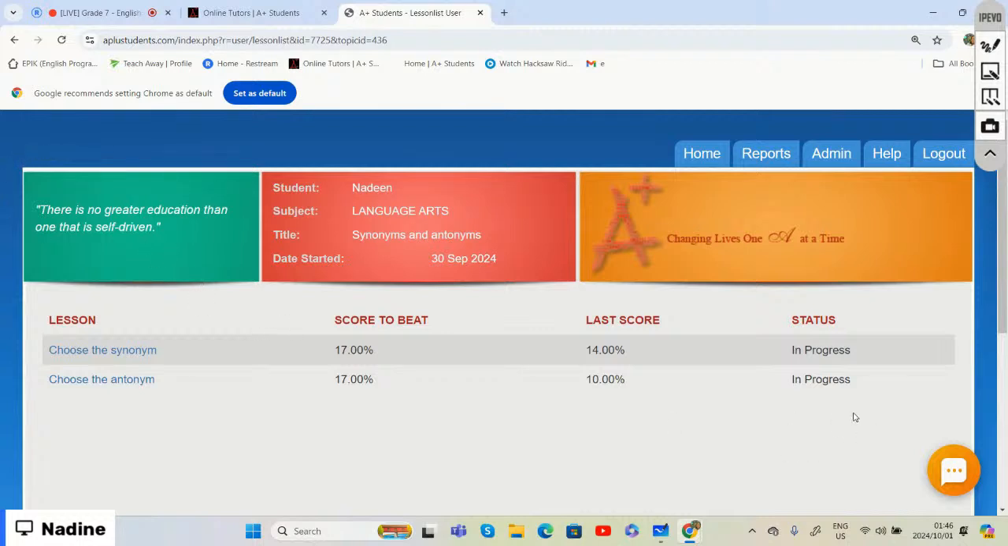All right, so this is the end of our lesson on synonyms and antonyms. We said synonyms are words with the same meaning or almost the same meaning, whereas antonyms are words with the opposite meaning, right?